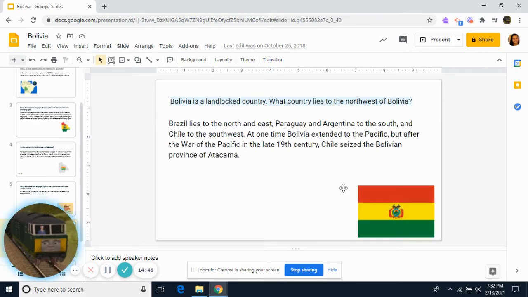Bolivia is a landlocked country. What country lies to the northwest of Bolivia? Brazil lies to the north and east. Paraguay and Argentina to the south, and Chile to the southwest. At one time, Bolivia extended to the Pacific. After the War of the Pacific in the late 19th century, Chile seized the Bolivian province of Atacama.